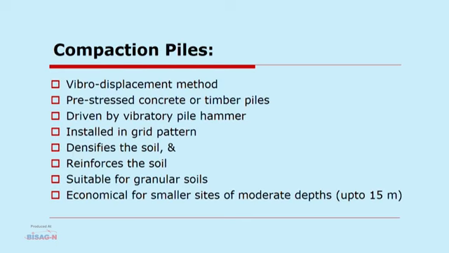The second method used is compaction piles under soil densification. A compaction pile is a vibro displacement method. Pre-stressed concrete or timber piles are used, driven by a vibrator pile hammer and installed in a grid pattern. This densifies the soil and reinforces the soil. It is suitable for granular soils and economical for small sites of moderate depth up to 15 meter.